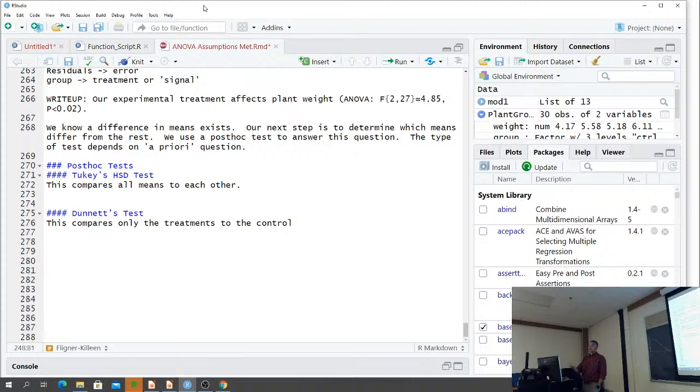And then in the application part, I would tell you, check the normality assumption using a QQ plot. Check the assumption of equal variance using Fligner-Killeen or Brown-Forsythe. And then run the Anova, run the post-hoc test.